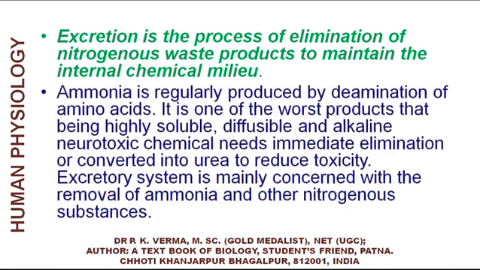Ammonia is regularly produced by deamination of amino acids. It is one of the worst products, being a highly soluble, diffusible and alkaline neurotoxic chemical, and needs immediate elimination or conversion into urea to reduce toxicity. The excretory system is mainly concerned with the removal of ammonia and other nitrogenous wastes.